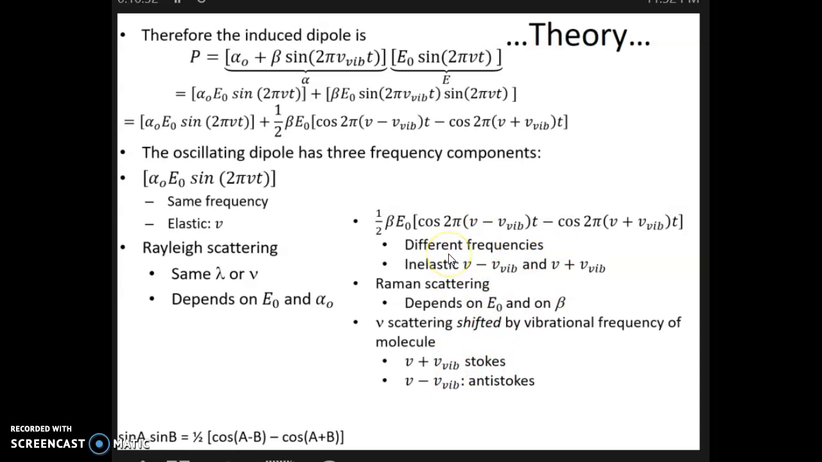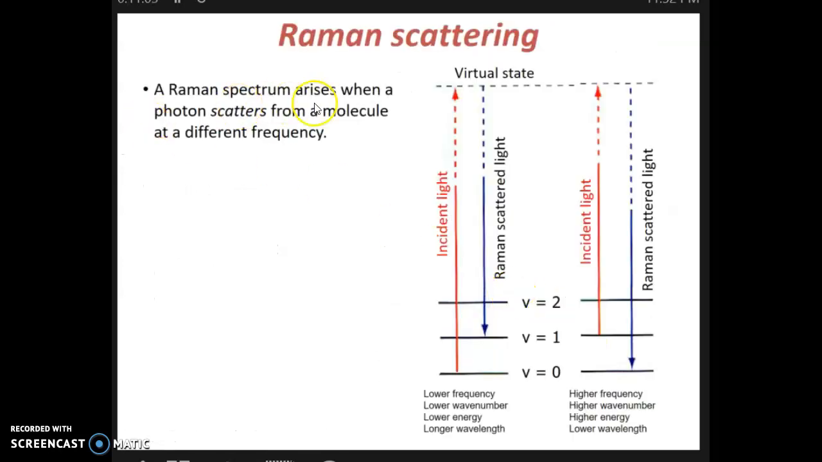So that's that. A Raman spectrum is used to study all forms of molecular states. A Raman spectrum arises when a photon is scattered from a molecule at a different frequency. So that's the basic Raman spectroscopy. So the scatter of a molecule at a different frequency.